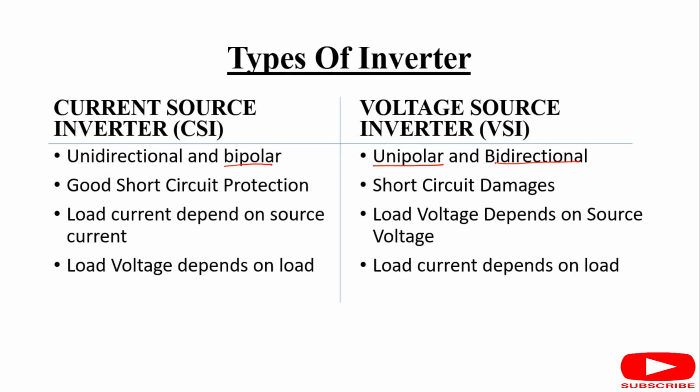The current source inverter has good short circuit protection, whereas in the voltage source inverter a short circuit damages it. In the case of the current source inverter, the load current depends on the source current and the load voltage depends on the load, whereas in the voltage source inverter, the load voltage depends on the source voltage and the load current depends on the load.